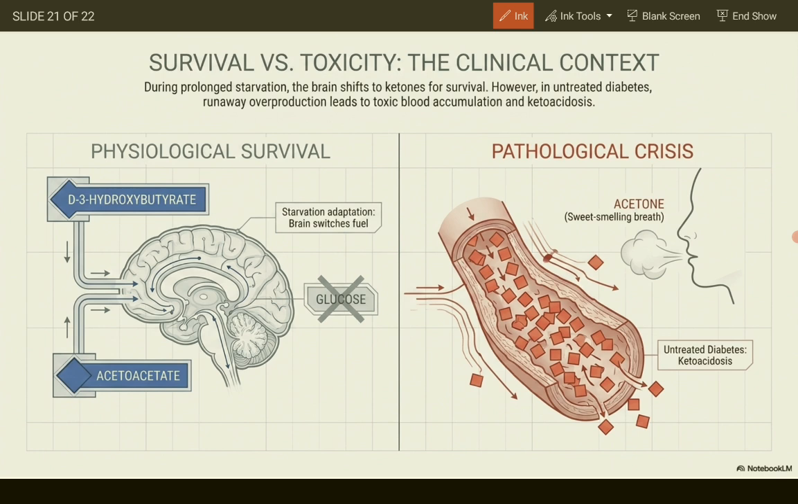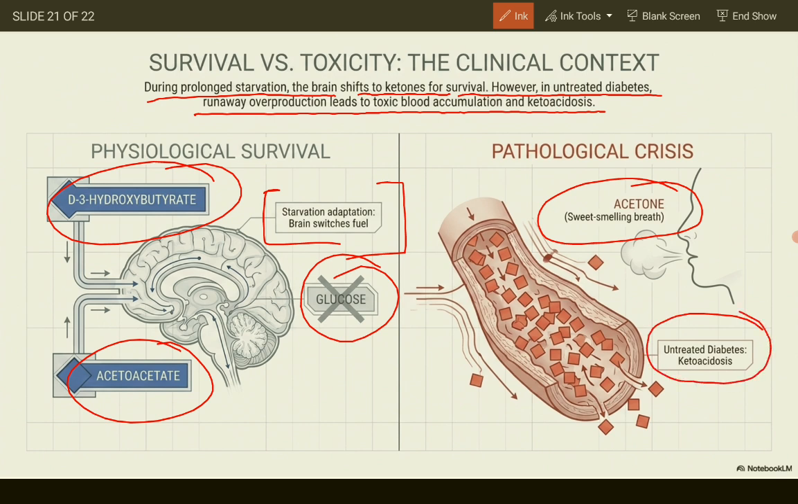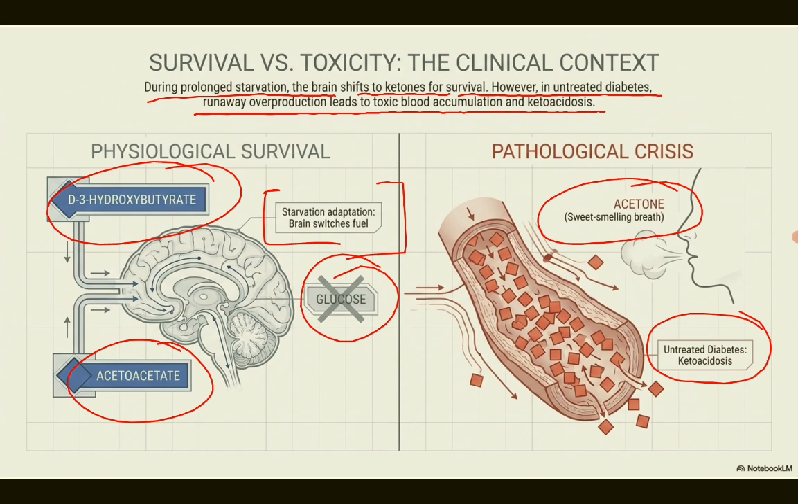Now, survival versus toxicity. During prolonged starvation, the brain shifts to ketones for survival. However, in untreated diabetes, runaway overproduction leads to toxic blood accumulation and ketoacidosis. D-3-hydroxybutyrate and acetoacetate are two things that are produced under the ketogenesis pathway. When starvation adaptation starts, there is no glucose. So acetone gives a sweet-smelling breath. Untreated diabetes also shows ketoacidosis.